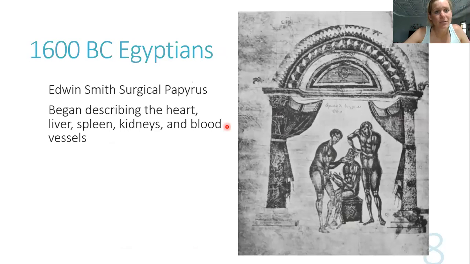So let me take you back to 1600 BC. The Egyptians were the first ones to think about this whole thing, anatomy, right? They began describing the heart, liver, spleen, kidneys, and blood vessels. Think of how long ago this was. Most things they had wrong, okay? They believed that there were two tubes in the right ear that carried the breath of life. So that's how you stayed alive, was these tubes in your ear. And then you had two tubes in your left ear that carried the breath of death. So again, we want to stay away from those tubes.